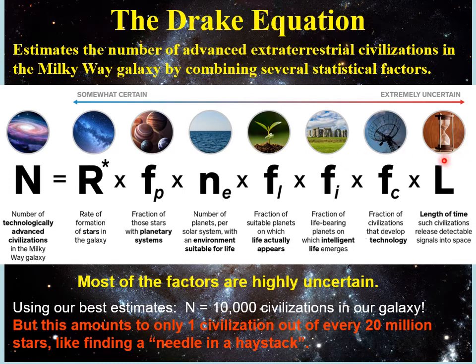Interestingly, the last factor here, which may be one of the most important, is L, and this is the longevity, or the length of time, that a technologically advanced civilization survives. If we think about ourselves on Earth, in terms of advanced technology, such as electronics and nuclear power, we've only had this for the last roughly 100 years.